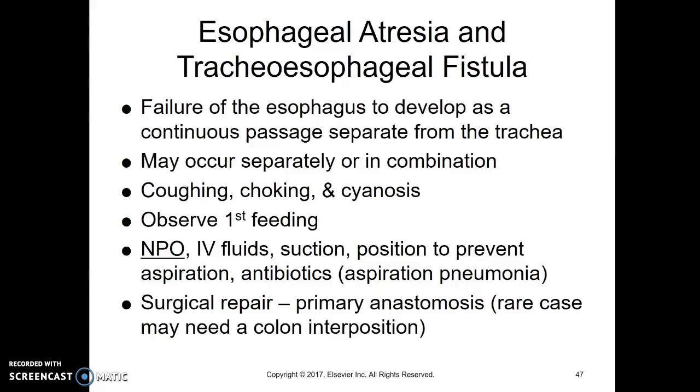This is why we want to observe every baby's first feeding, because if they have a tracheal esophageal fistula, they are going to cough, gag, choke, turn cyanotic because everything they just ate went into the lungs. If it's a concern that they may have a tracheal esophageal fistula, we need to put them NPO. That neonate is NPO, which means they must get IV fluids. They'll get dehydrated otherwise. We're going to need to suction to try and get out maybe what already has gone in there or prevent them from aspirating more.